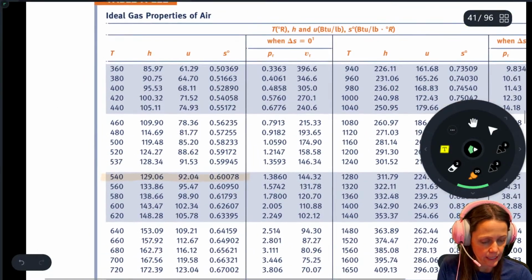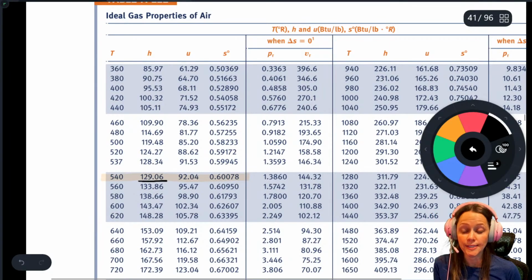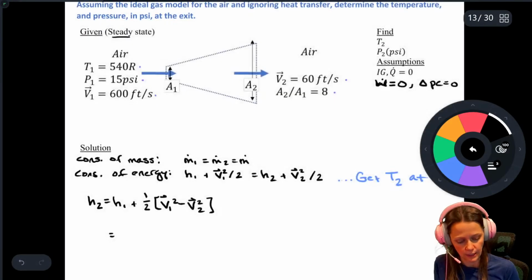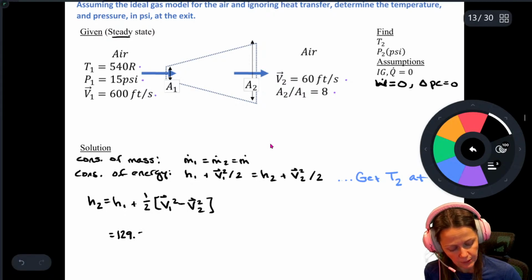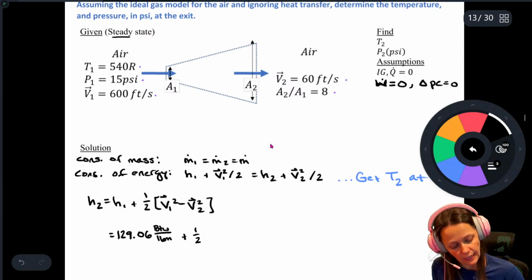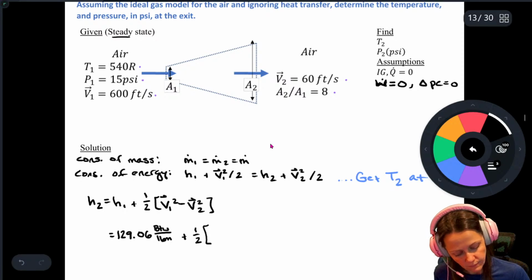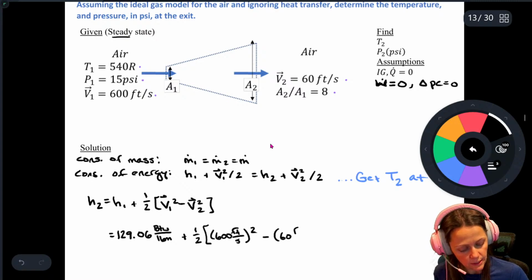So you can see what our enthalpy value is, 129.06. So let's go ahead and go there. 129.06, and this is going to be in BTU per pound mass, plus 1/2, and I've got my V1 squared minus V2 squared. So V1, 600 feet per second squared. V2 is 60 feet per second, square that guy.